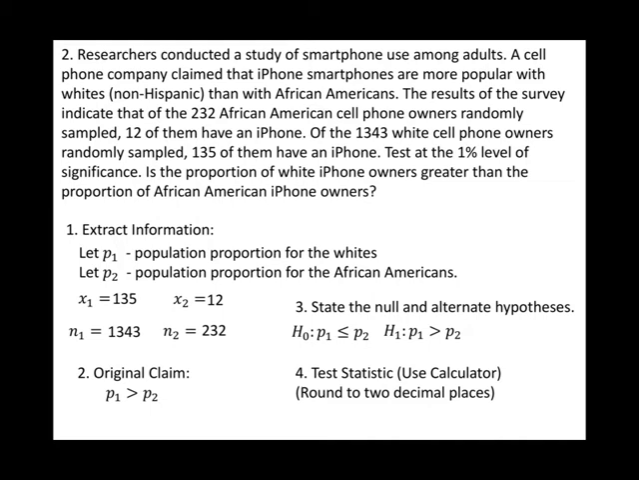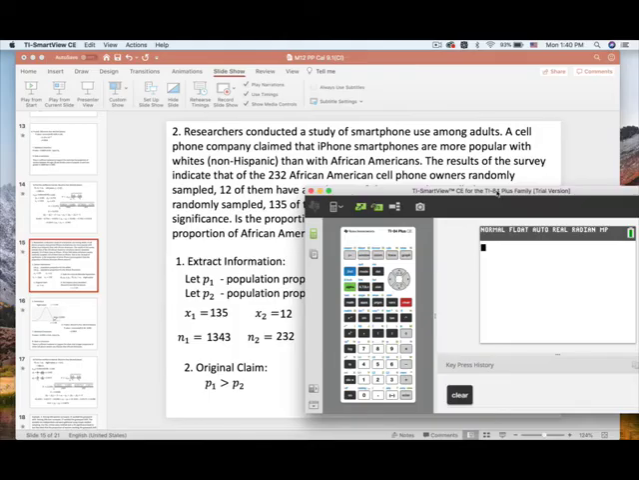Okay, left tail, right tail, or two tail? That will be right tail, right? Because this is a strictly greater than. Okay, for the test statistic, remember, you don't have to use the formula. Feel free to use the calculator for this section because the formula is a little bit complicated. Okay, let's try to use your calculator.